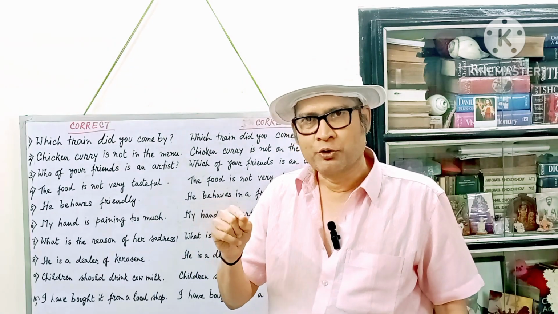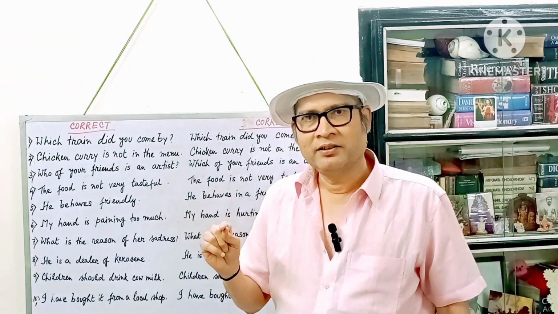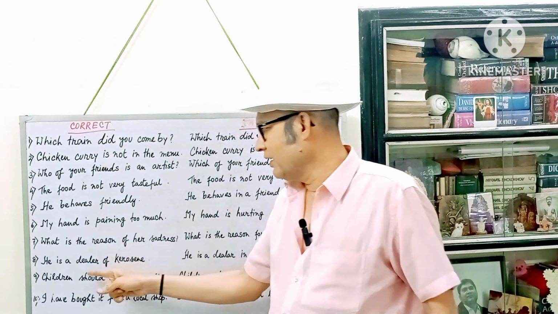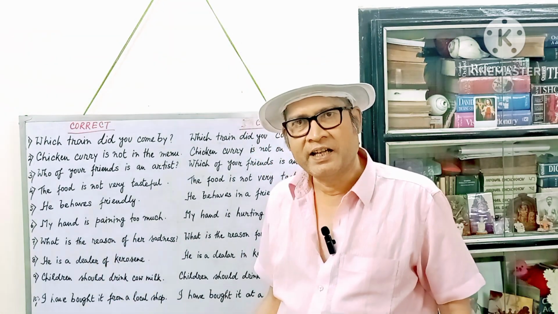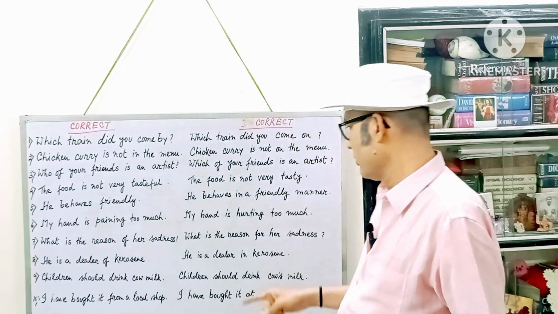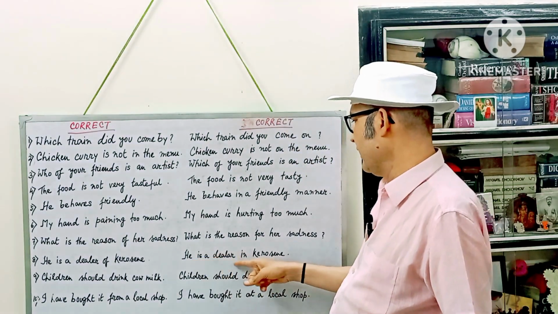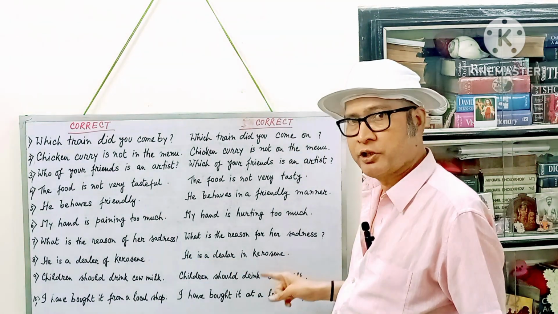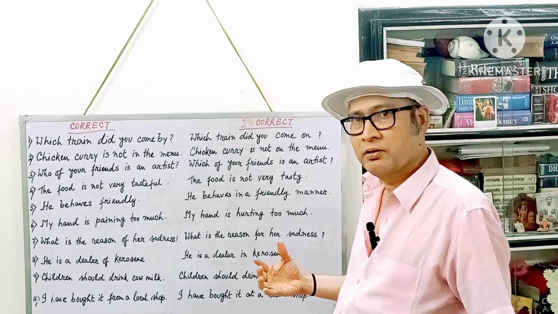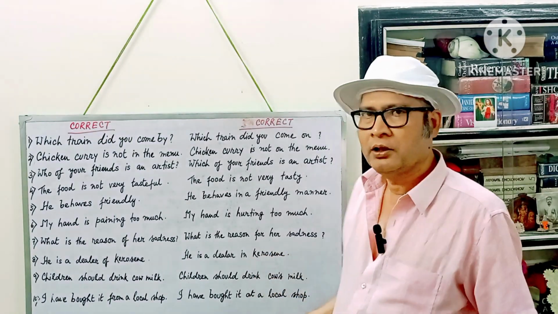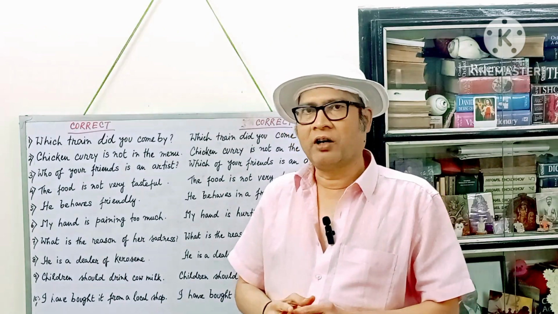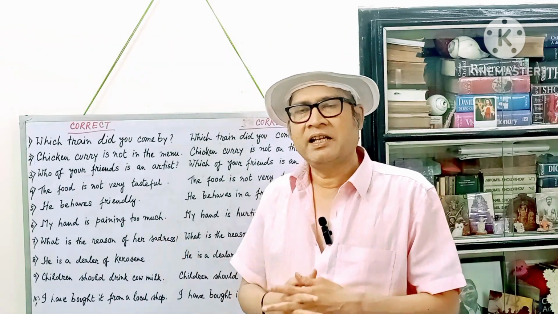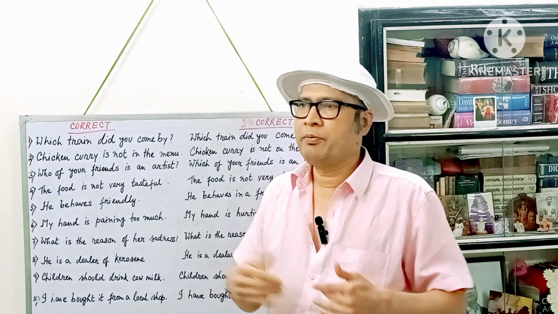What should be used to fill in that blank? Dealer is always followed by the preposition in, I-N. Look here. He is a dealer in kerosene oil. He is a dealer in kerosene, not of. Why? Because there is a phrasal verb, group verb, deal in. Deal in means to have a business of something.